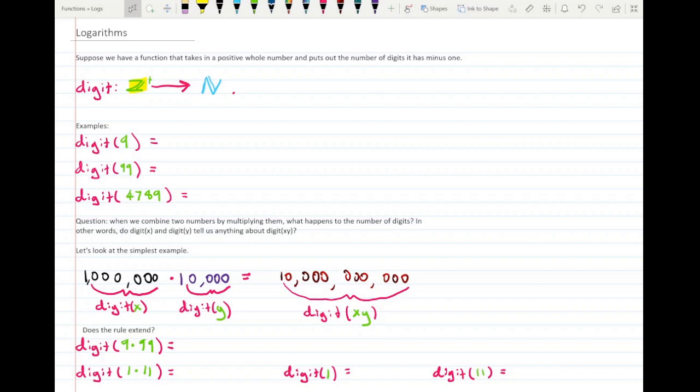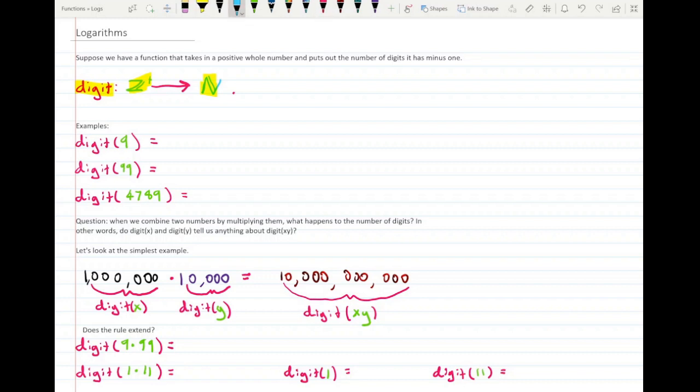Let's say we've got a function, we'll call it digit, that takes in a positive whole number and puts out the number of digits it has minus 1. So, in mathematical terminology, we have digit from the positive whole numbers to the natural numbers, which is positive whole numbers plus 0. And we'll just list out a couple of examples of what digit does to things, right?